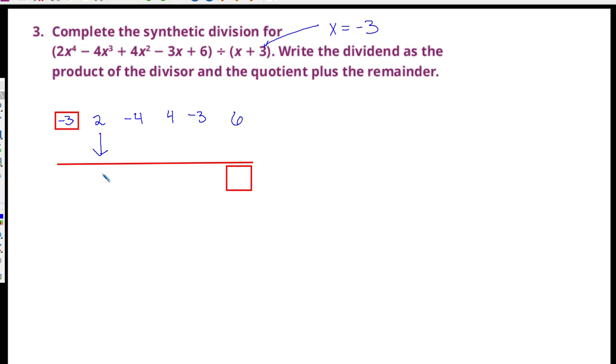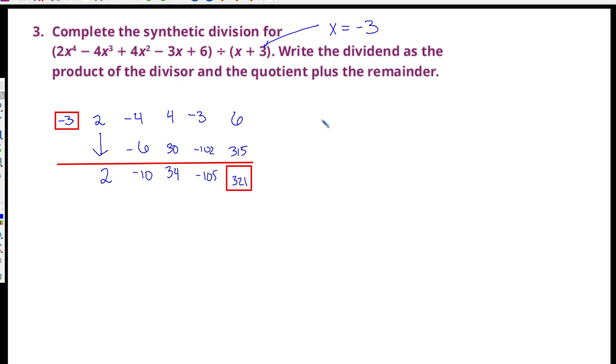So we are going to drop the 2, multiply gives me negative 6, add those, that gives me negative 10, multiply gives me 30, add gives me 34, multiply gives me negative 102, add gives me negative 105, multiply gives me 315, add gives me 321.